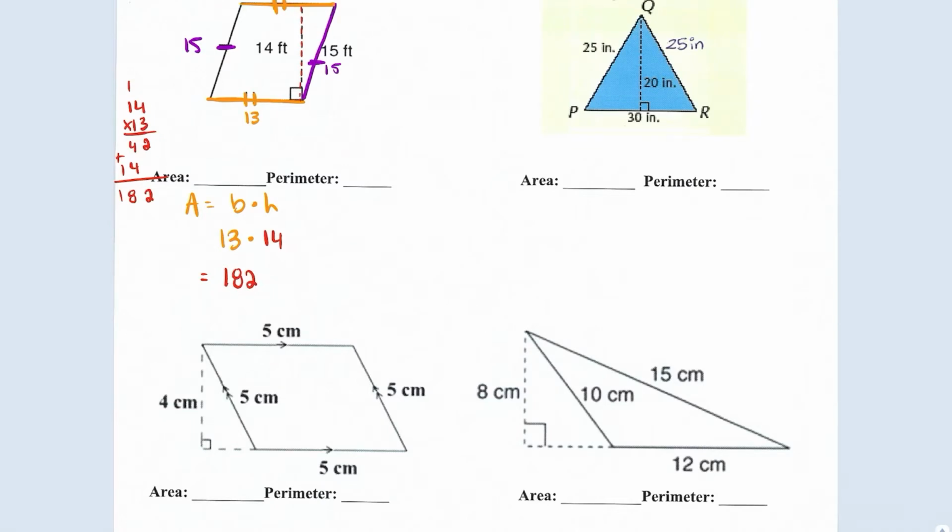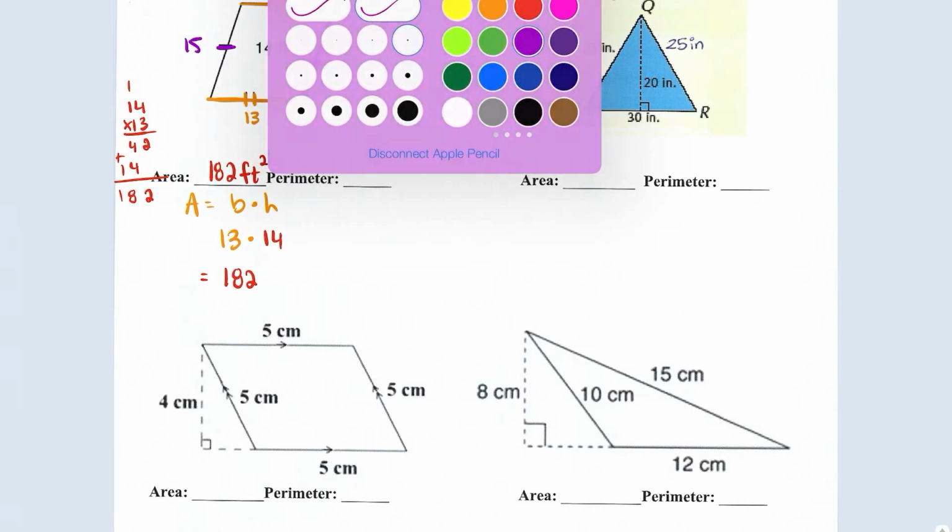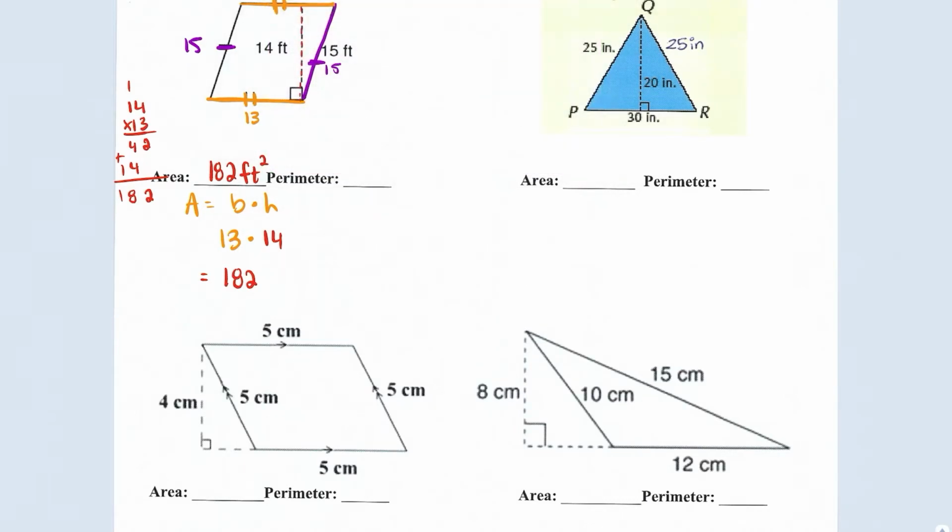All right, 14 times 13, let me just double check that I did this correctly, because I was not paying full attention. Okay, I think I am good. So my final answer is not only 182, but 182 square feet. Okay, so don't forget the units there. Don't forget to label your numbers.